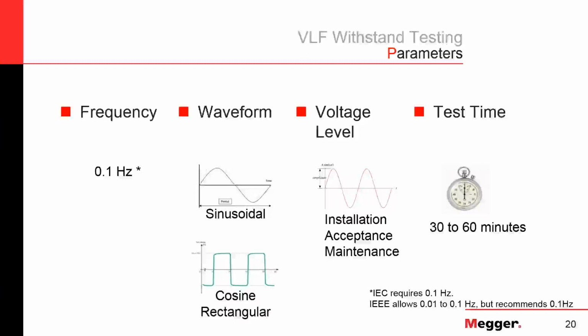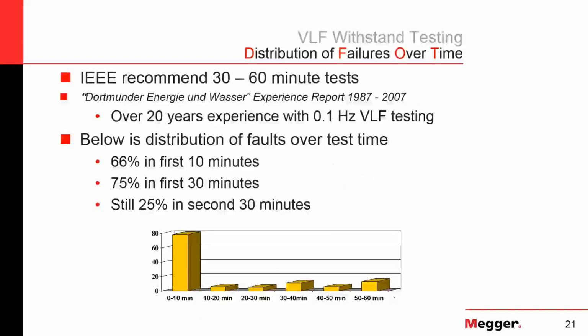The frequency should be done at 0.1 hertz. In fact, IEC requires 0.1 hertz. IEEE allows you to reduce your frequency to as low as 0.01 hertz, although they highly recommend 0.1 hertz. If you do reduce the frequency, you have to increase the test time. So if I go to 0.01 hertz, I'm no longer doing an hour test, I'm doing a 10-hour test.